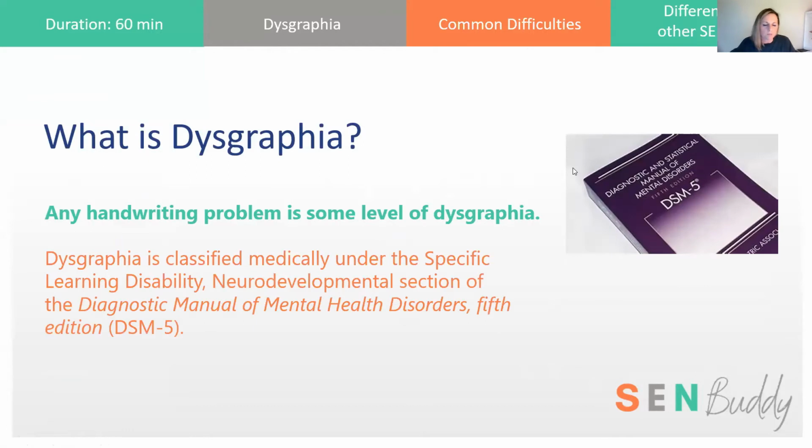So what is dysgraphia? Well, dysgraphia is basically a handwriting problem. So any handwriting problem, the conclusion that I've come to is that any handwriting problem is some level of dysgraphia. Dysgraphia is classified medically as a specific learning disability within the DSM-5 manual. Now, you may or may not have heard of the DSM-5 manual. The only reason I know about it is because of my specialist dyslexia training, and it is basically the sort of go-to manual. It is like the professional manual for psychologists.